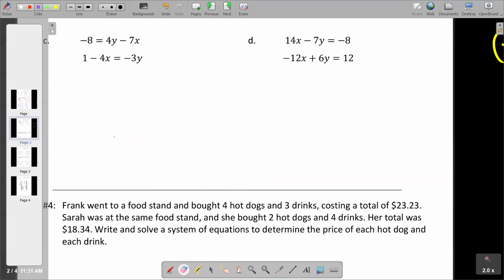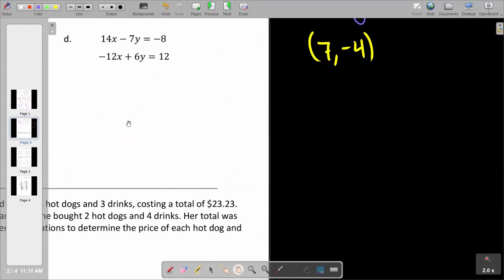So let's take a look at part D and then we'll get on to the rest of this. So again, you just got to think about playing the odds. What would you rather work with? Turning 7s and 6s into 42s or turning 14s and 12s into 84s? It's an easy choice, right? And so we're gonna kill the y's by multiplying the top equation by 6 and the bottom equation by 7.